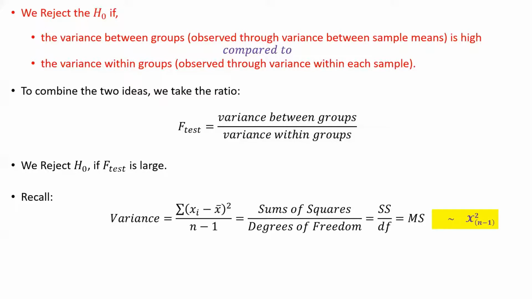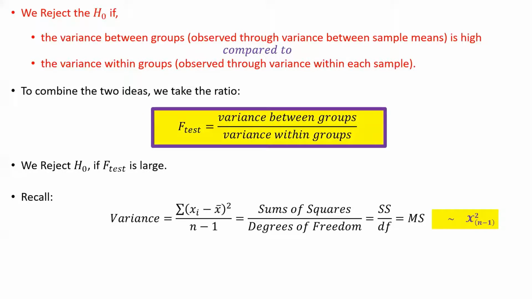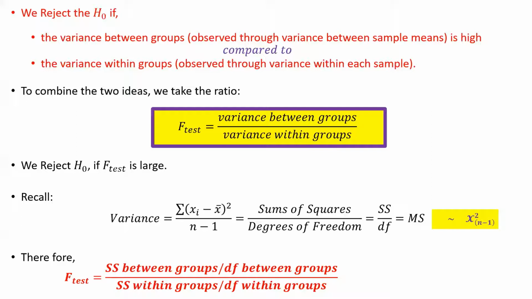Now, if you look at this equation of F test again, we have a ratio between two variances, which we can write as sums of squares between groups divided by degrees of freedom between groups, all that divided by sums of squares within groups divided by degrees of freedom within groups. And that ratio is equal to the mean squares between groups divided by mean squares within groups. Or in other words, F test statistic is a ratio between two chi-squared variables adjusted for degrees of freedoms.